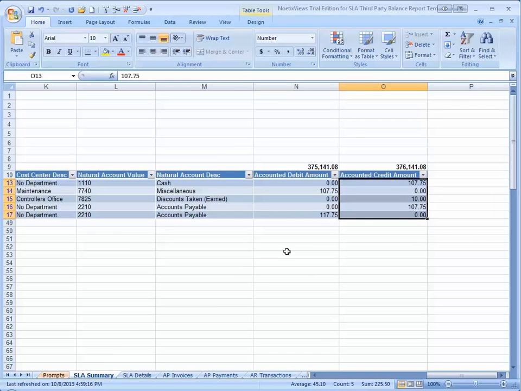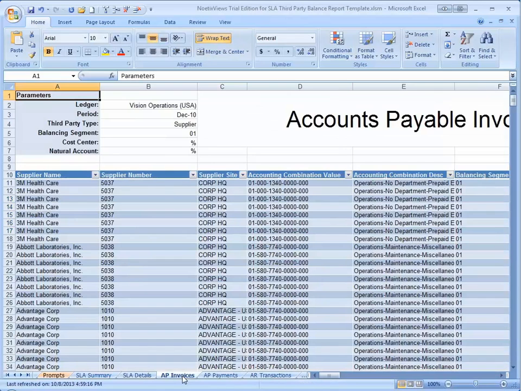Now let's look at the detail invoice and payments transactions that make up this summary. On the AP Invoices tab are displayed the invoice transactions for suppliers. The data includes supplier and invoice information, including the original distribution amount, and the accounted debit and credit amounts. The data on this tab comes from the view AP Invoice Dist.